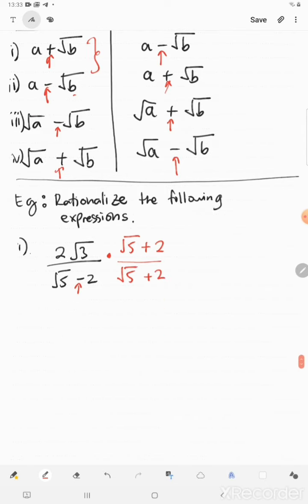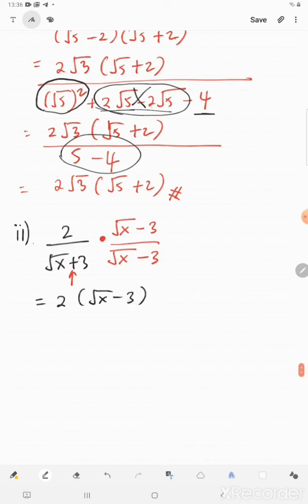Okay, second example. Now we have 2 over square root x plus 3. So kita nak multiply dengan apa? So you have to multiply with, kalau kat sini tambah, so kita kena multiply dengan square root x minus 3. Opposite. Okay, jawapan dia akan jadi 2 multiply dengan square root x minus 3 over square root x plus 3 multiply dengan square root x minus 3.